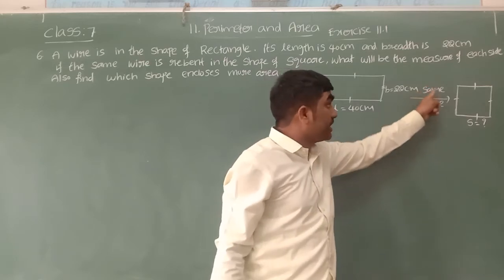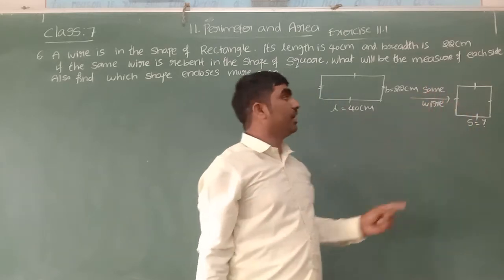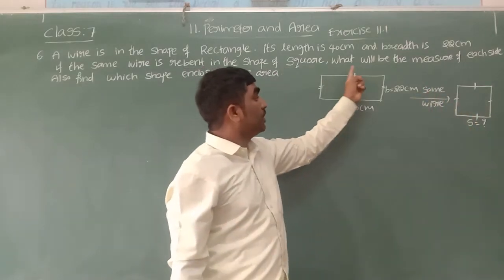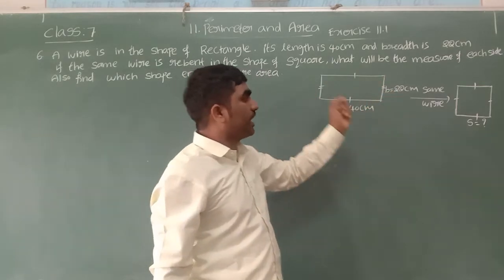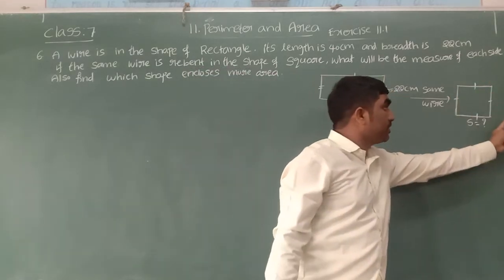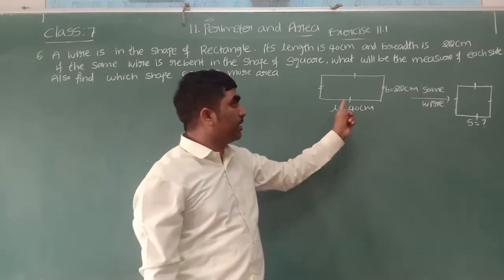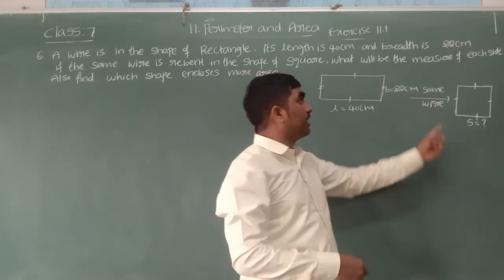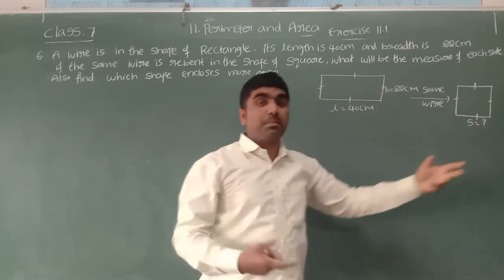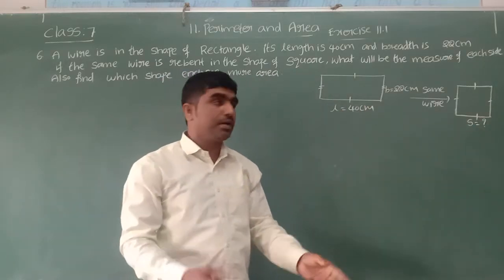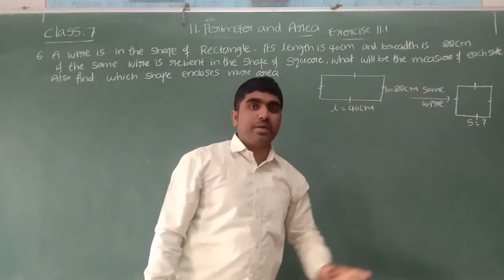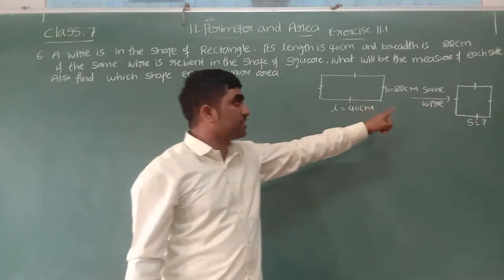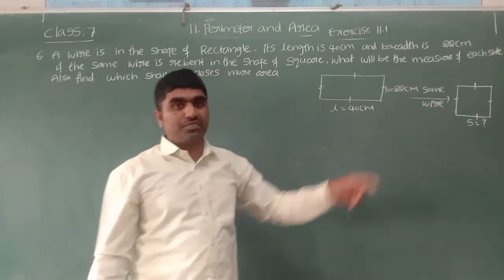So when we are taking the same wire to make a square, we can say that the total length of the boundary of the rectangle is equal to the total length of the boundary of the square. Their boundaries must be equal, because we are taking the same wire to make both the figures. Maybe the areas are same or different, but their boundaries will be same.